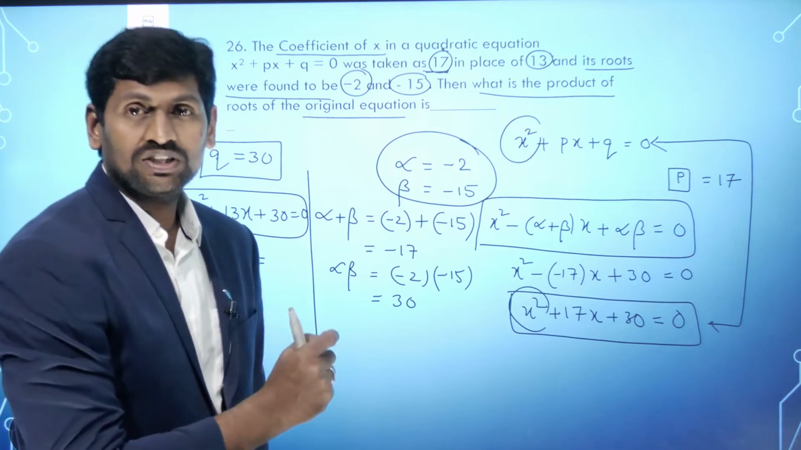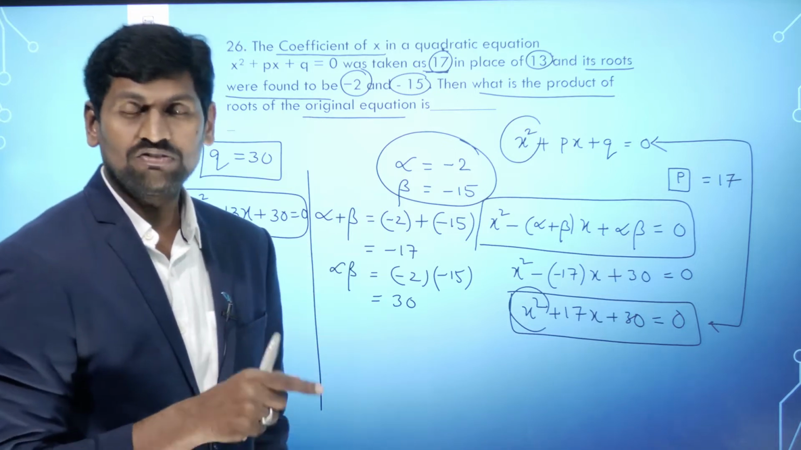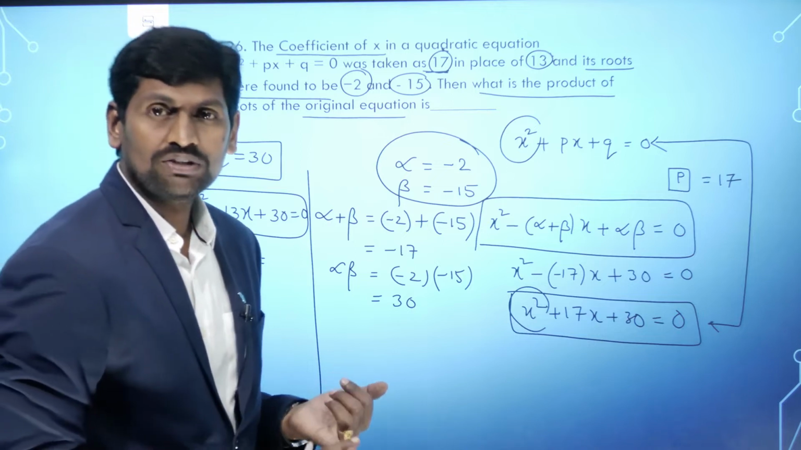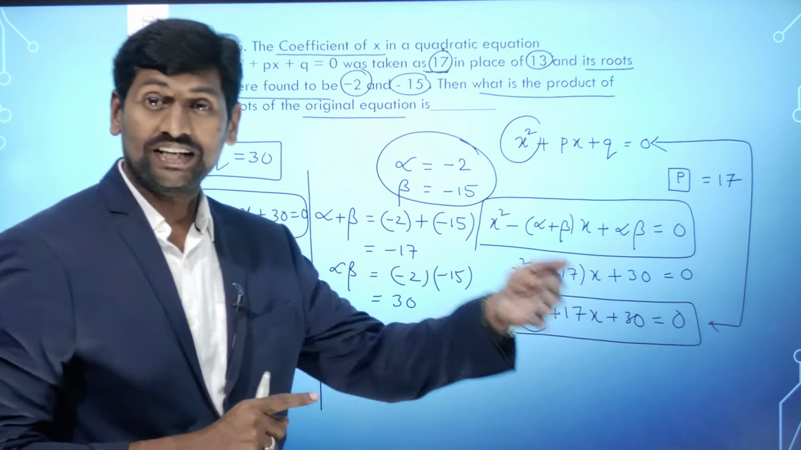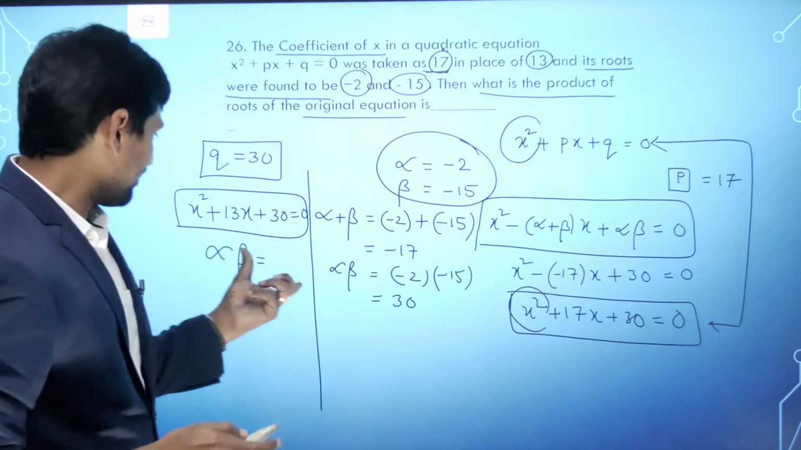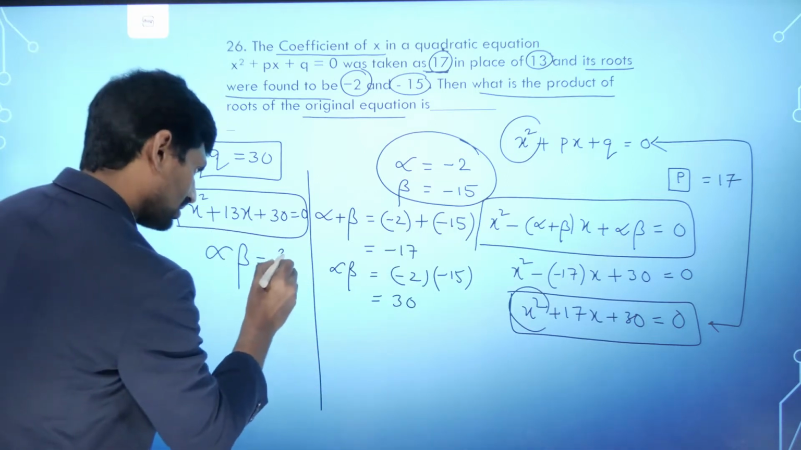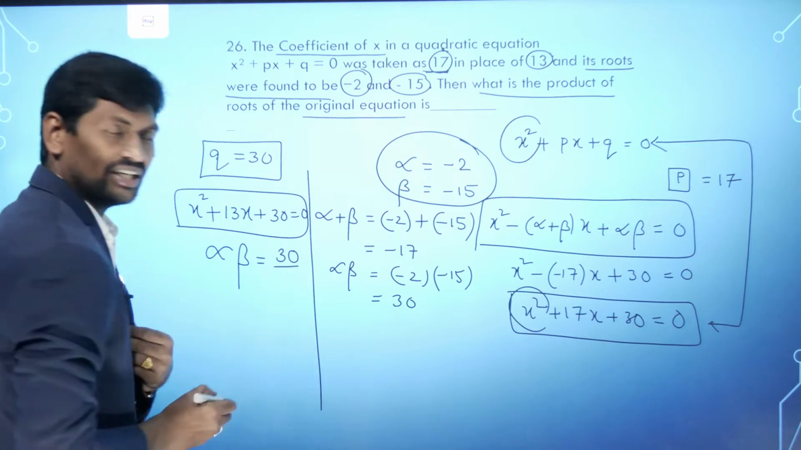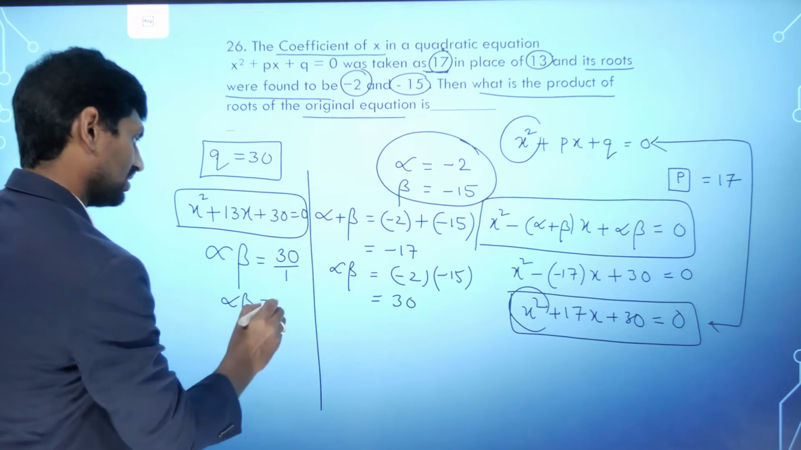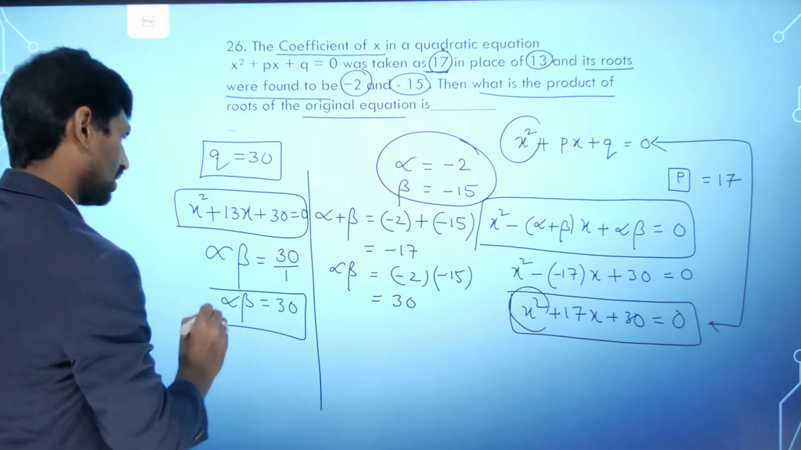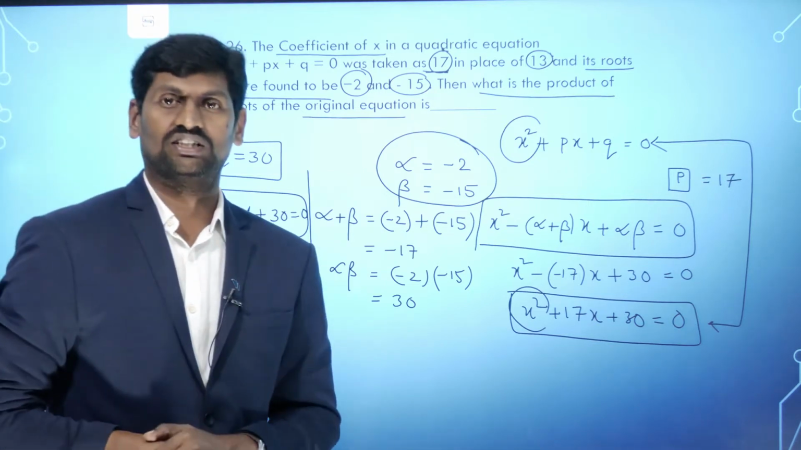Product of roots equals constant term by x square term. We have the formula: product of roots equals c by a, and sum of roots equals minus b by a. In the same way, product of roots is c by a. So 30 by the a value, which is 1, is 30. So the product of roots of the original equation is 30.